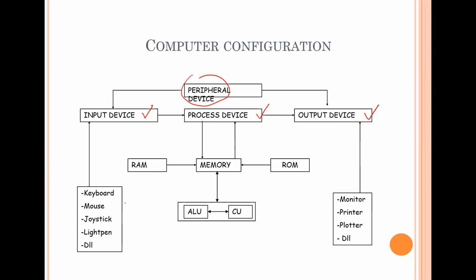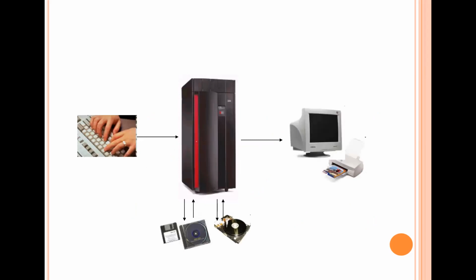Now, input here, there are several examples of the input devices and the process devices. Here's what happens inside the CPU. And then for the output, you can see here there are some examples: plotter, printer, anything that produces the output, right? Okay. Here is the illustration.